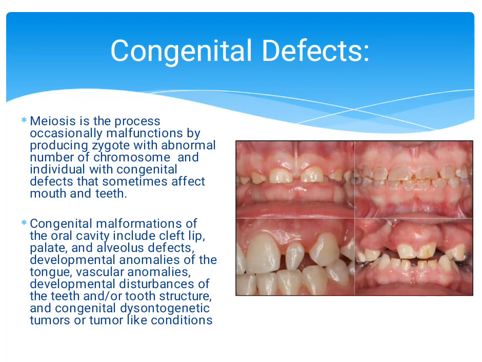Congenital defects. Meiosis is a process that occasionally malfunctions by producing a zygote with an abnormal number of chromosomes and individuals with congenital defects that sometimes affect the mouth and teeth. Congenital malformations of the oral cavity include cleft lip, palate and alveolus defects, developmental anomalies of the tongue, vascular anomalies, developmental disturbance of teeth or tooth structure, and congenital dysontogenic tumors or tumor-like conditions.